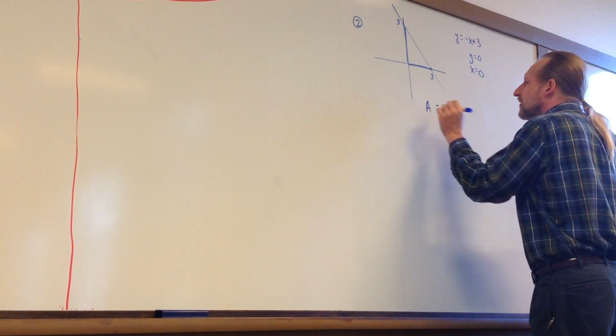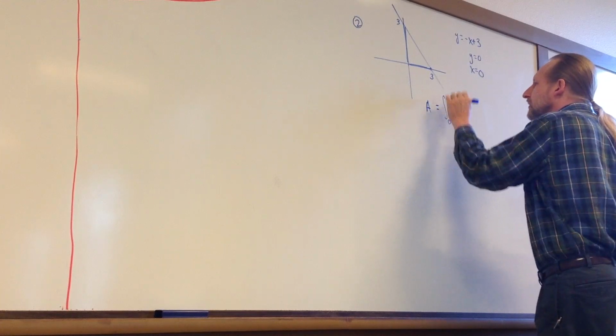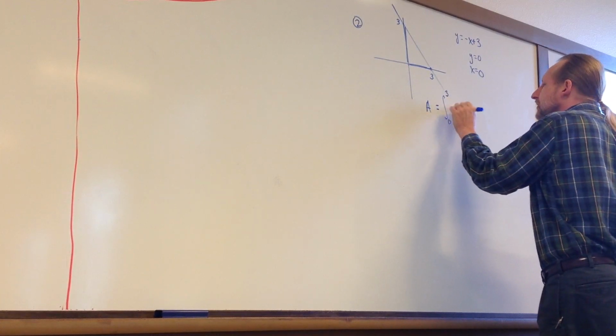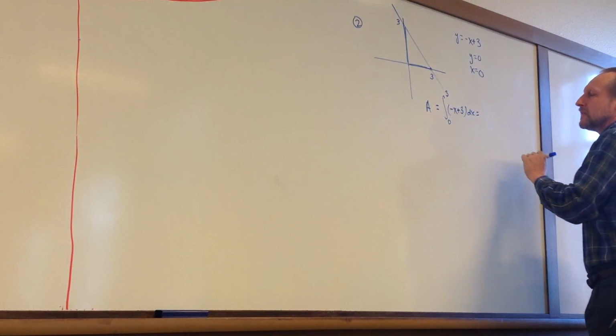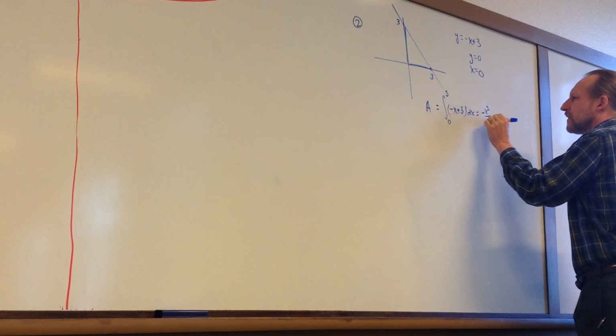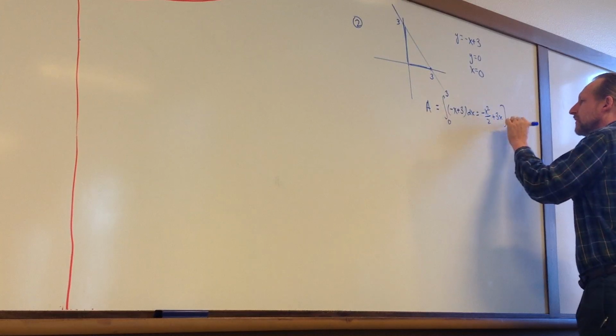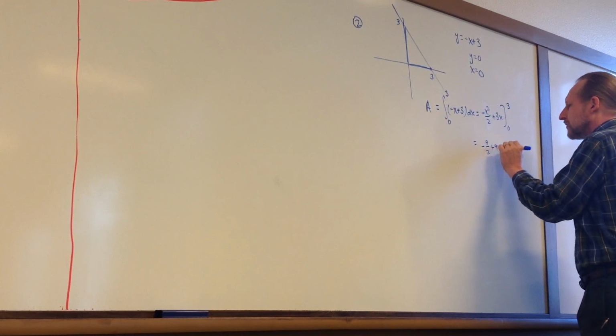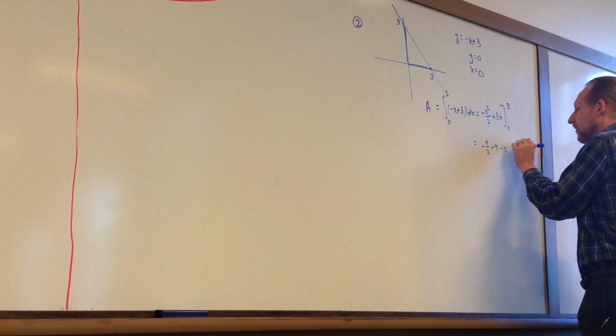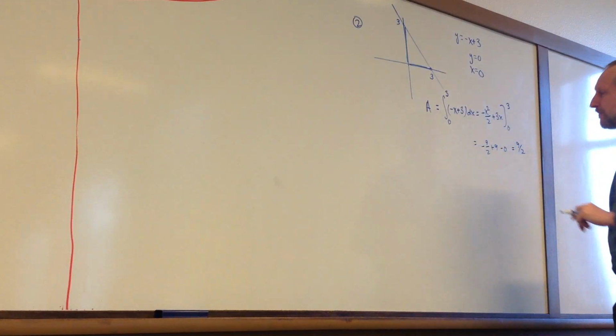Okay, so the integral is going to be from 0 to 3. Our function is negative x plus 3. And so let's see, that's going to be negative x squared over 2 plus 3x from 0 to 3. Negative 9 over 2 plus 9 minus 0. And so there's our 4.5, or 9 over 2.